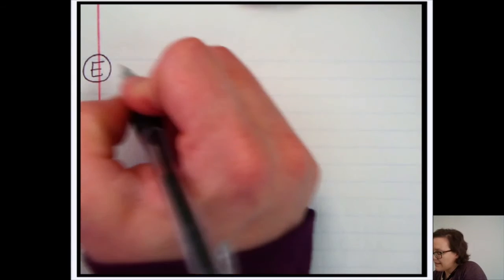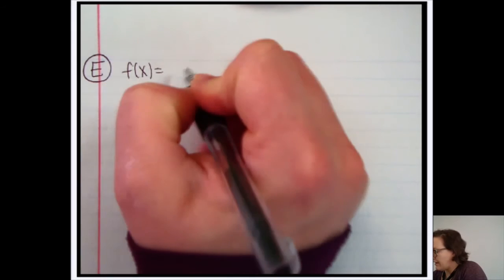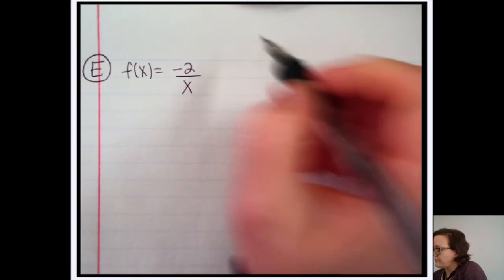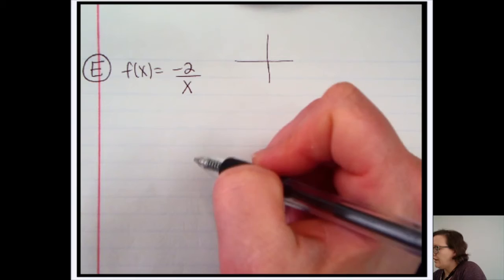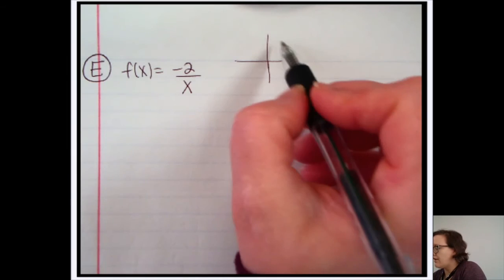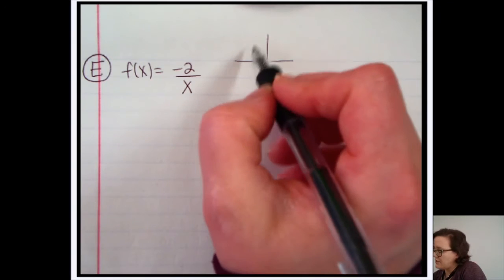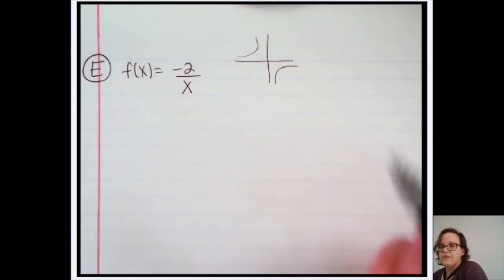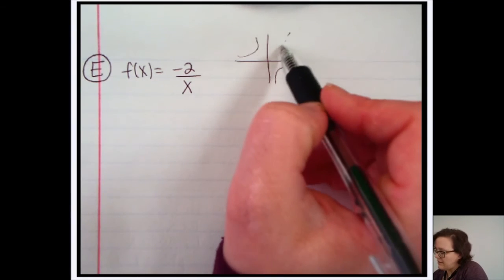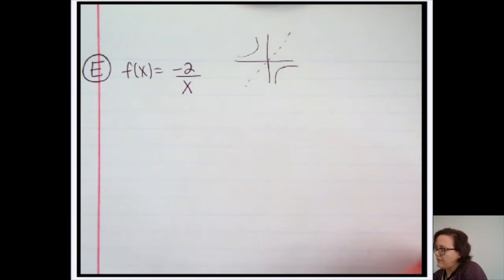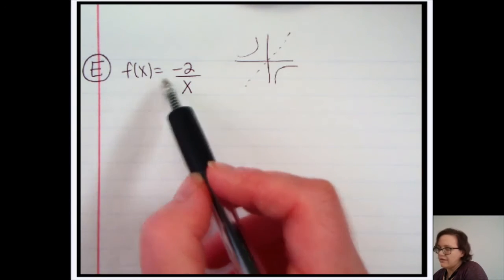Let's look at f of x equals negative 2 over x. So this is a rational function. Usually our rational functions are in that top right and bottom left, but that negative changes it. Okay? And so if we look here and think about it, high possibility that this is its own inverse.